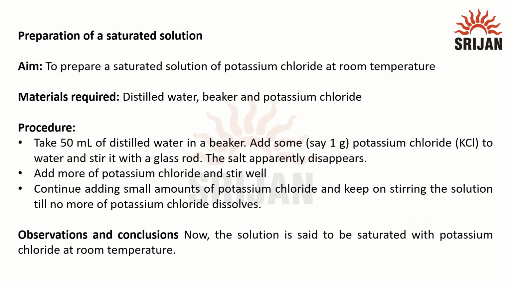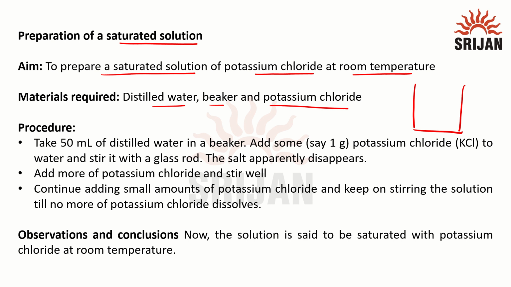Now how to prepare a saturated solution? In this experiment we will prepare a saturated solution of potassium chloride at room temperature. The materials required are simple: distilled water, beaker and potassium chloride. We have to take a beaker, and in the beaker we will take 50 ml of distilled water. We have to make sure it is distilled water. The distilled water will not have any solute dissolved in it, so it is pure water.